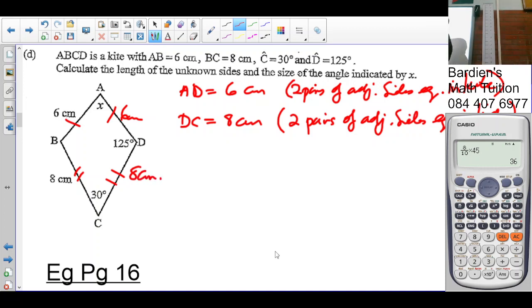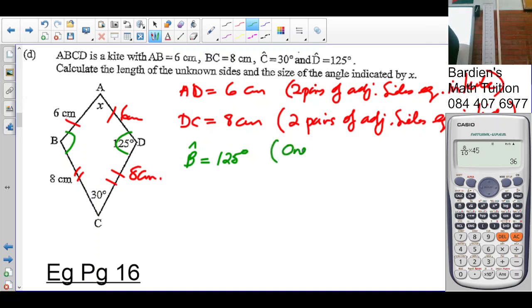I'm going to solve for x here. Is x 30? No. Which angle can be determined first? B. So what do I write here first? Angle B is equal to 125 degrees. Why?